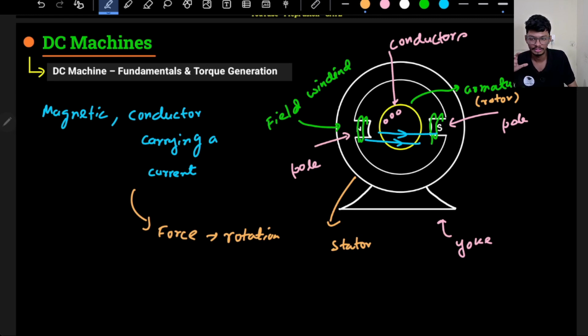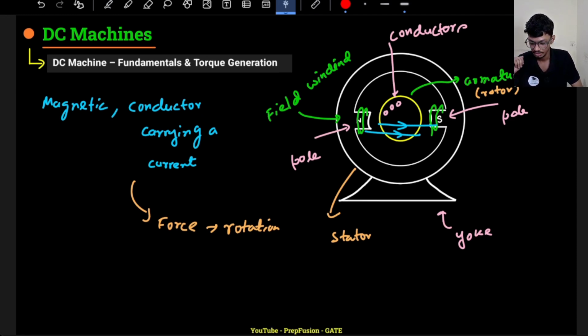So just giving you a brief idea about how a DC machine works. A DC machine can work as a generator or a motor. Whenever the term DC machine is used, it can work as both a motor and a generator. It depends on how we want to use it. We will discuss the different types of DC machine.